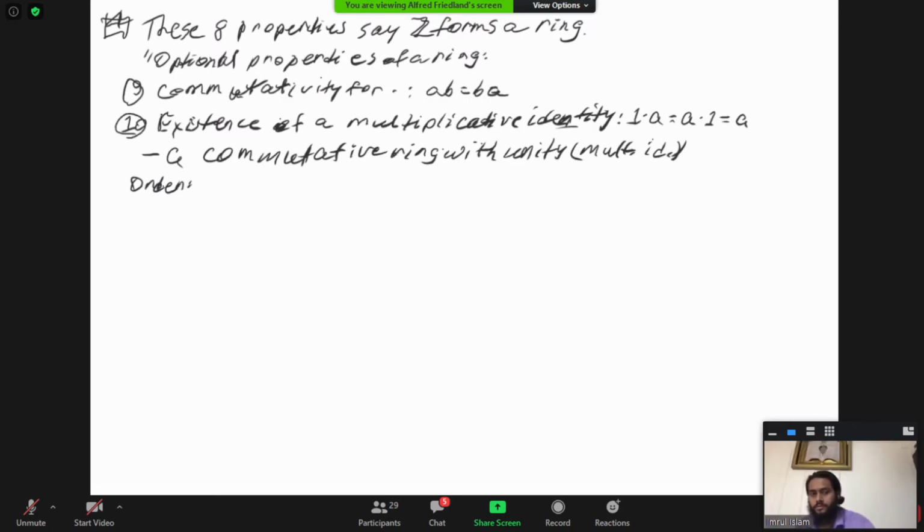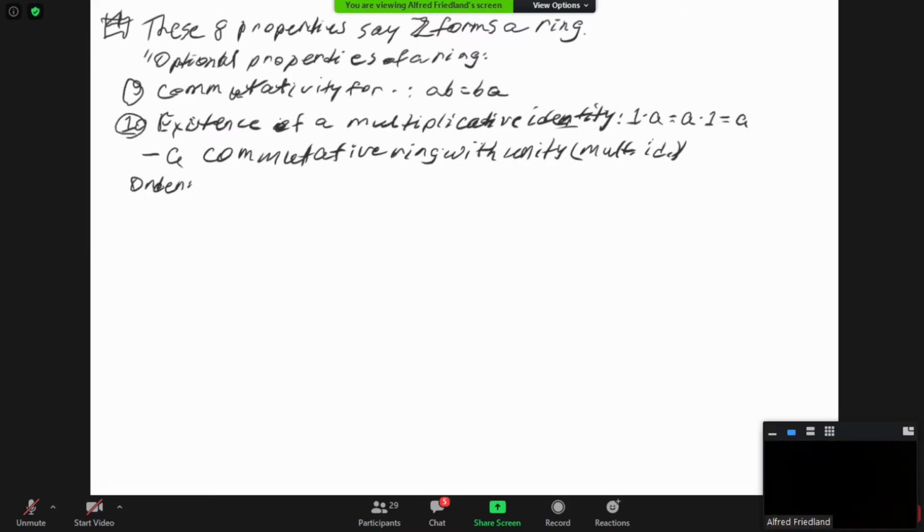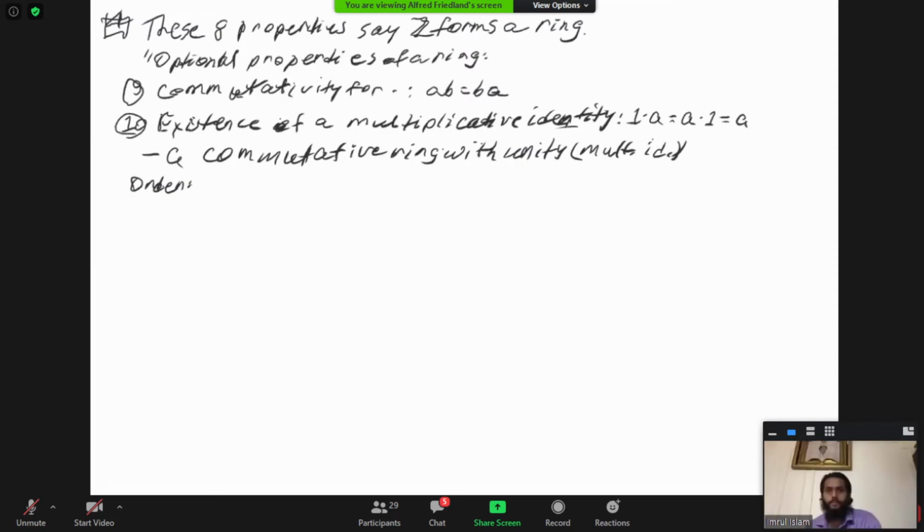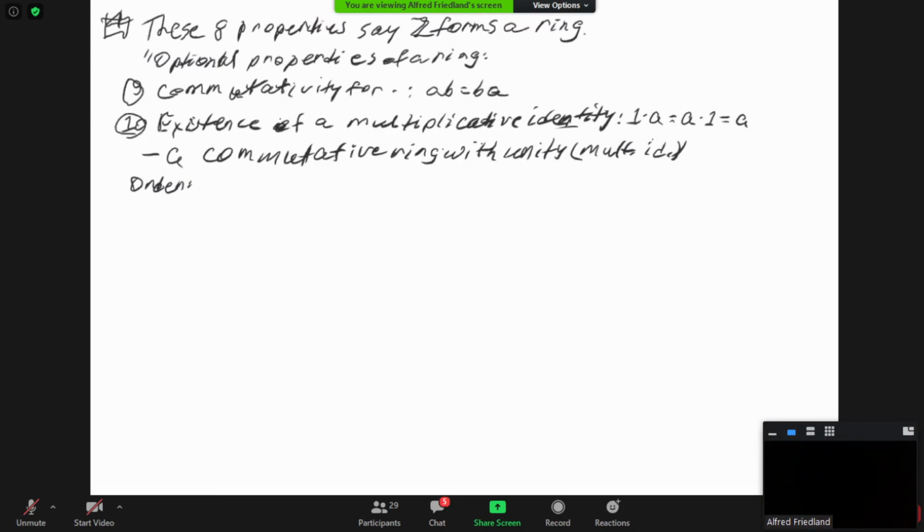Dr. Freeland? Yeah. Just to reiterate something. So on number 10, we have a commutative ring with unity and multiplicative identity. No. The multiplicative identity is called unity. It's the same thing. It's not two separate things. Okay. We often just say with unity rather than with multiplicative identity. So let's go back to recall what we said earlier.